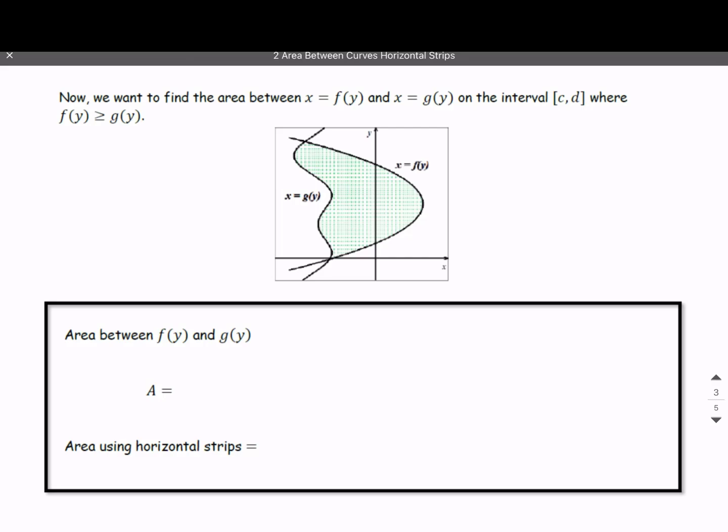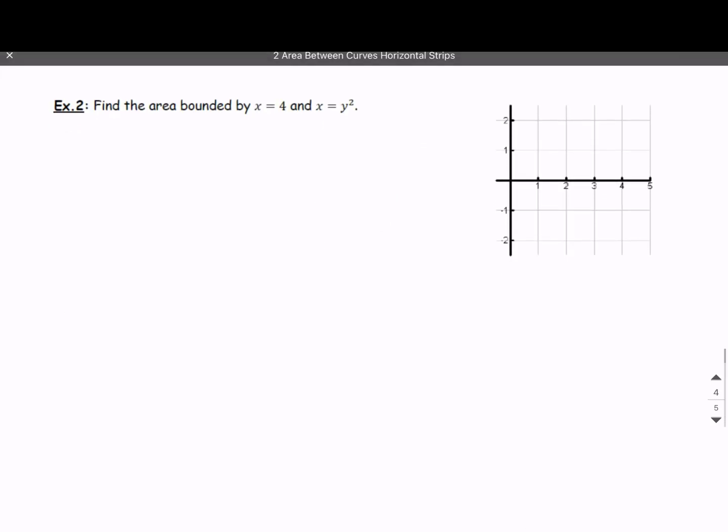Sometimes we have to do this in terms of y. So the way we do this, it's the integral from c to d of, now in this picture, f of y is bigger than g of y. So we take f of y minus g of y dy. So the area using horizontal strips, meaning we're going this way, we're going to do the integral from c to d of the curve on the right minus the curve on the left with respect to y. Okay, let's try an example.